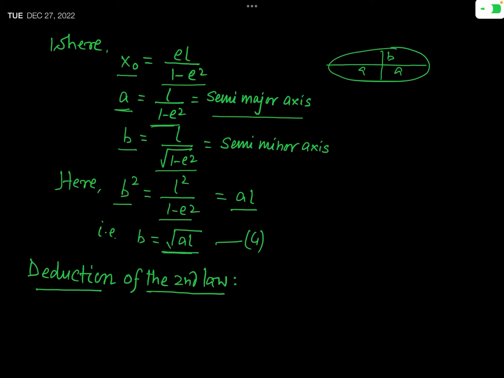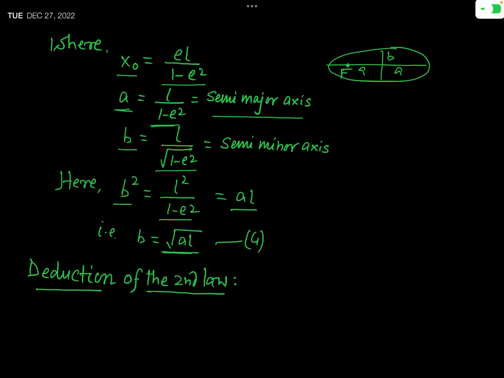Okay, a square root of AL. So in this way, you can see that we have proved that the orbit of a planet is an ellipse and the sun is situated at one of the focus of the ellipse. Now we will proceed to derive the second law of Kepler.